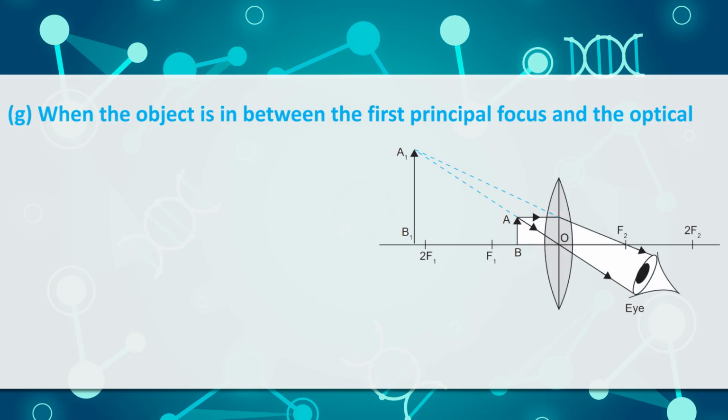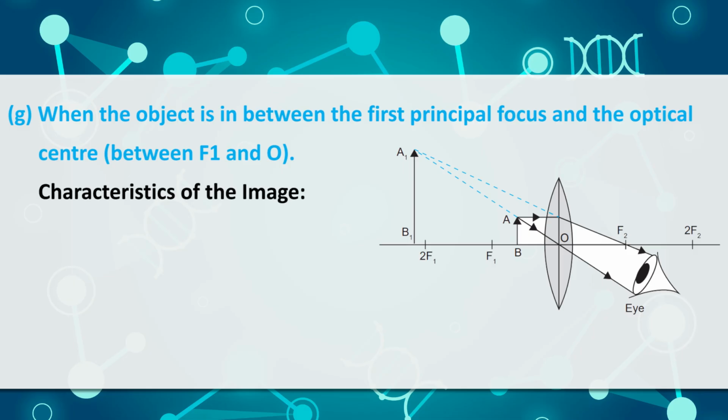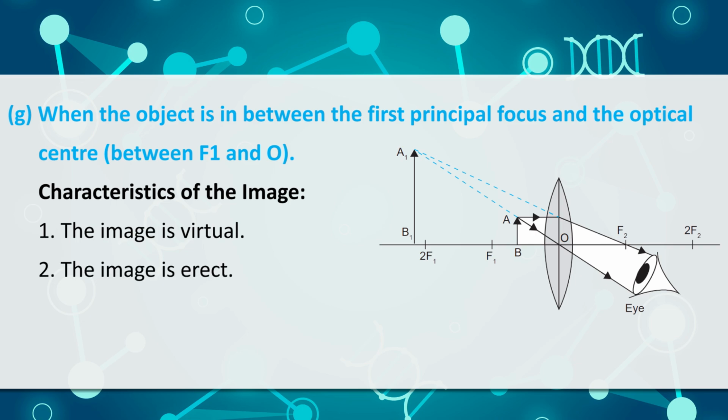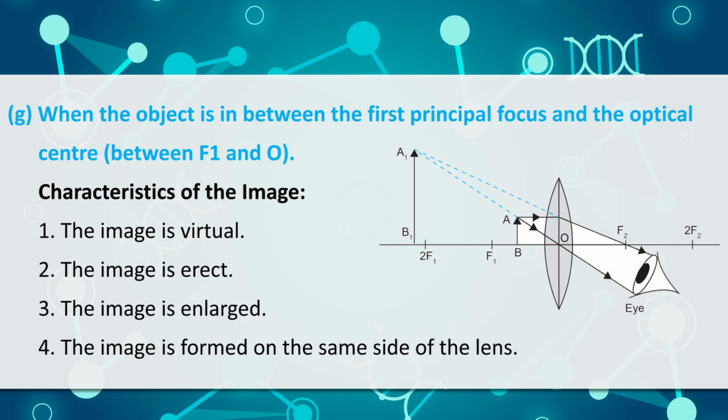When the object is in between the first principal focus and the optical center, between f1 and O. Characteristics of the image: The image is virtual. The image is erect. The image is enlarged. The image is formed on the same side of the lens.